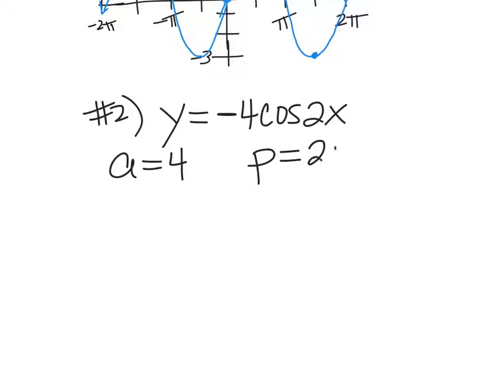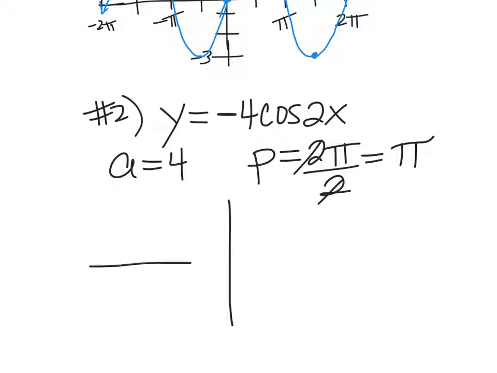Period is 2 pi over 2. So 2 pi over b. I know, you got to memorize that. Yeah, it's 2 pi, the normal period, but then you divide it by b. And so the period this time is pi. All right, so let me show you how you graph this.